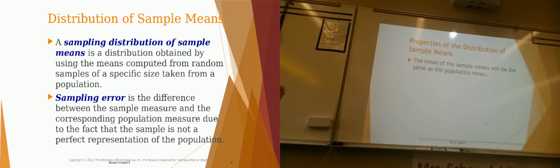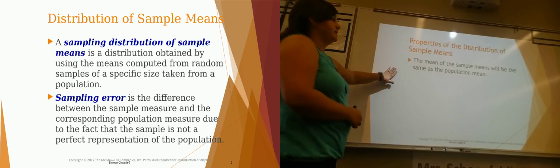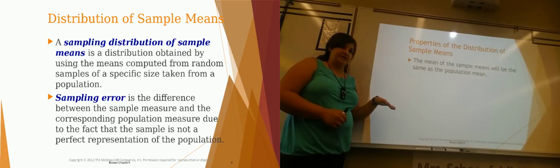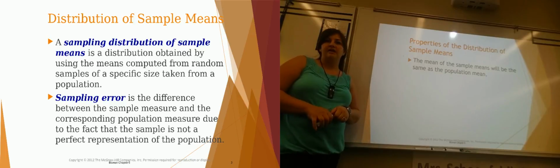Okay. The property of the distribution of sample means: the mean of the sample means will be the same as the population mean. Does that kind of make sense?